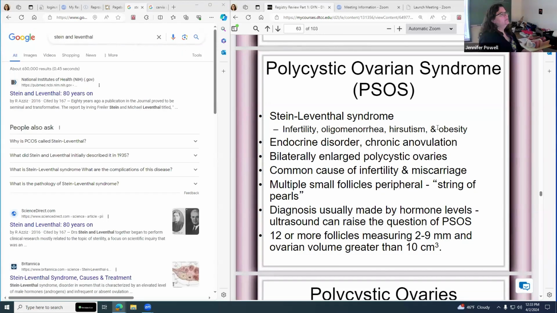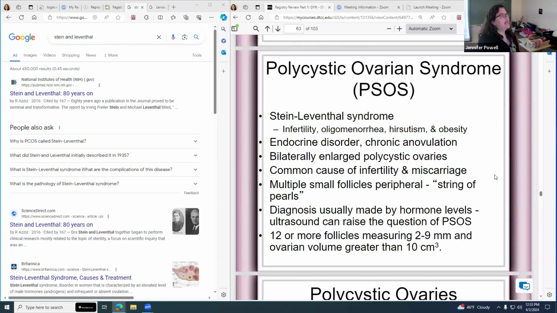All right, on to polycystic ovarian syndrome, also known as PCOS, also known as Stein-Leventhal syndrome, can cause infertility, oligomenorrhea, which is light periods, hirsutism, and obesity. Hirsutism is excessive hair in places like the face, where hair would not normally grow on a female. It is an endocrine disorder.